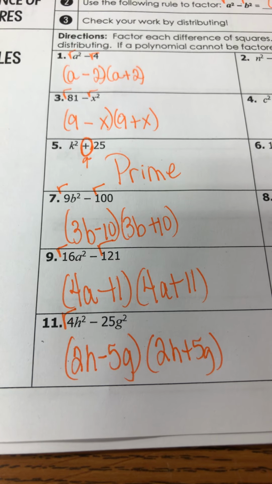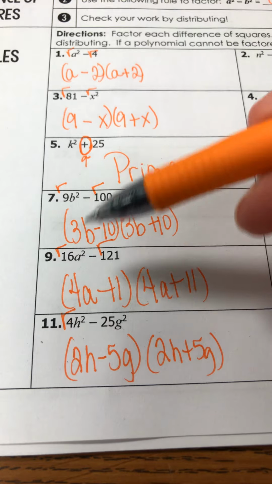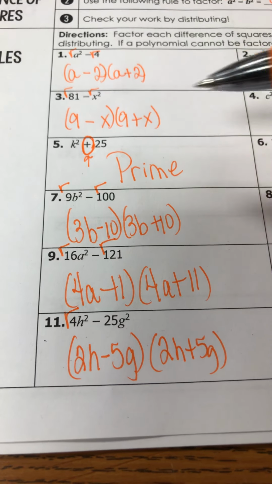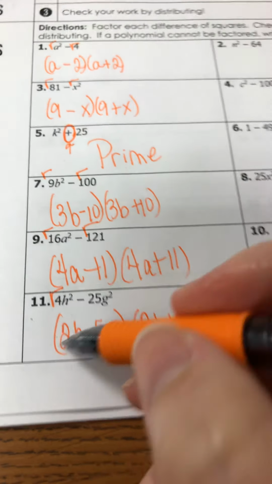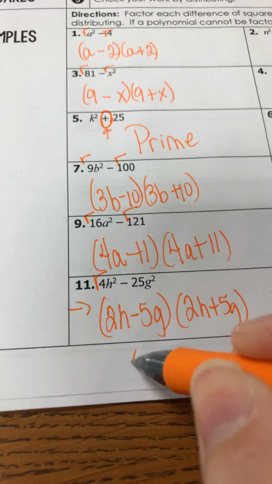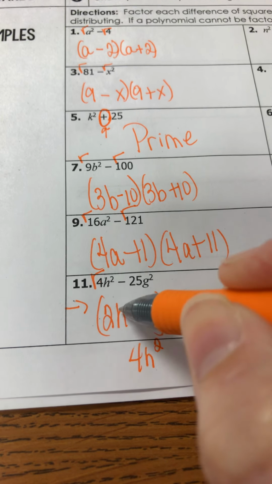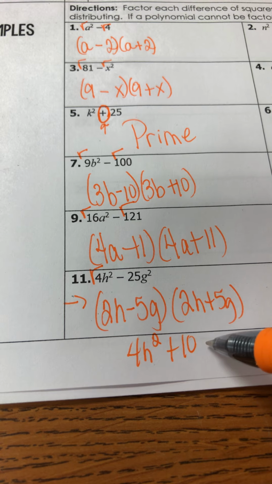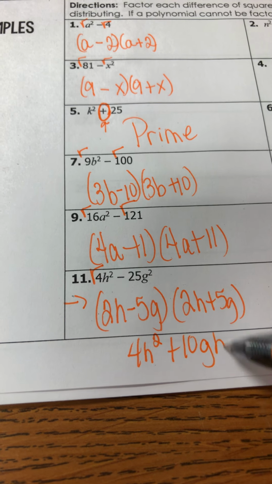So that wasn't so bad, was it? Take all of these, except for this one, of course, that's prime, and you can FOIL these out to see if you got the right answer. So if we check this one, first, 2h times 2h is 4h squared. Outer, 2 times 5 is 10. H times g is gh.